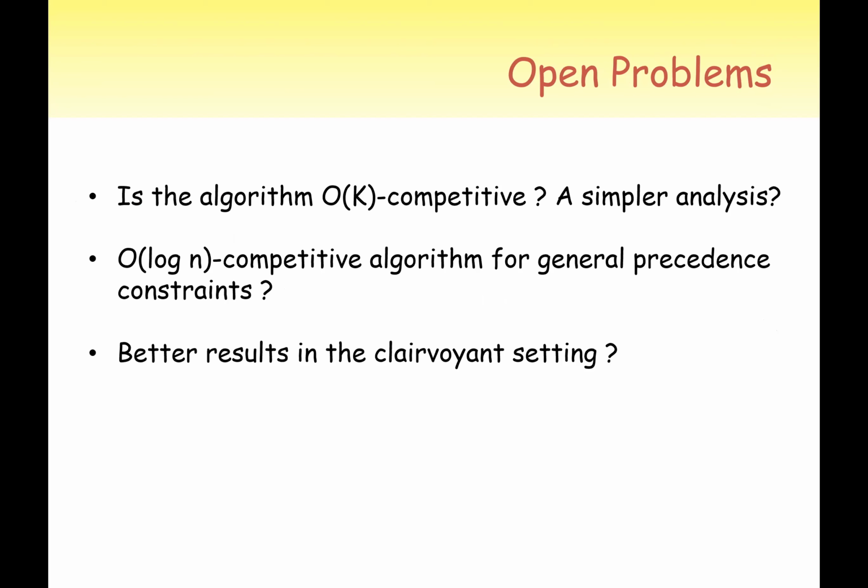Now, instead of a star graph, as we say, tasks can be thought of as a star graph. What if we had a general DAG? Each job could be a general DAG, with arbitrary precedence constraints among the tasks of a job. For that, we have a lower bound of log n, but can we get a log n competitive algorithm? That will also be good to have.